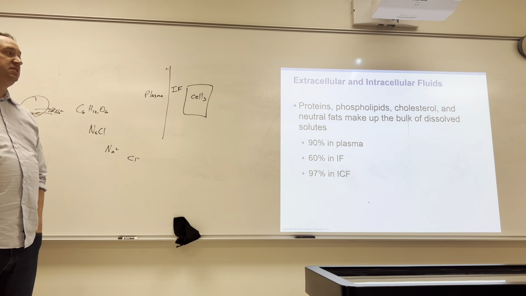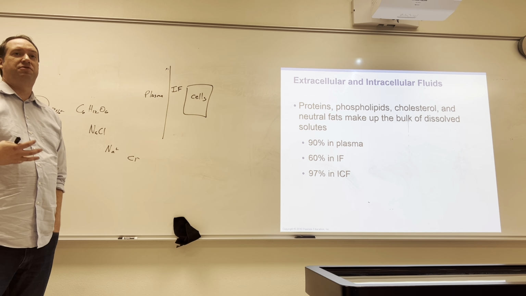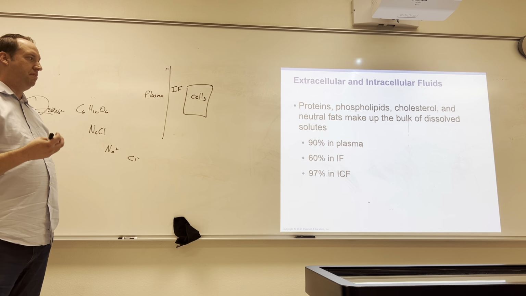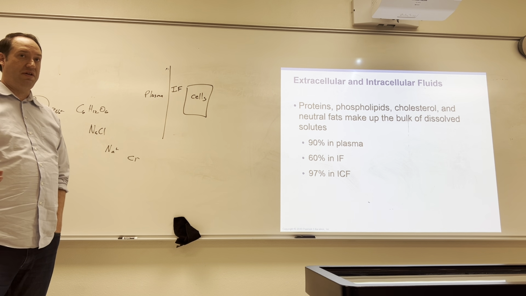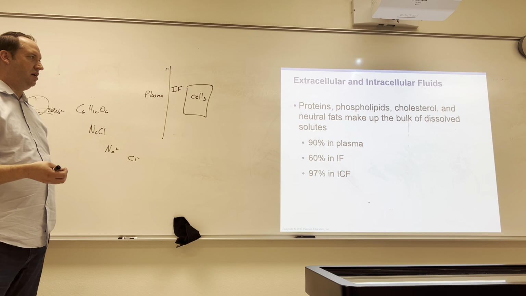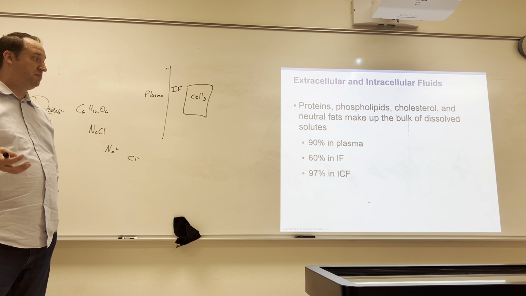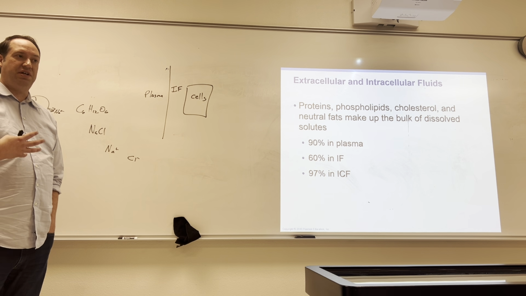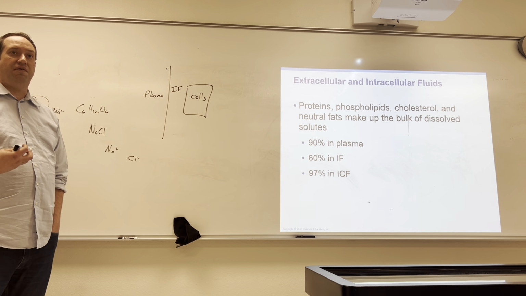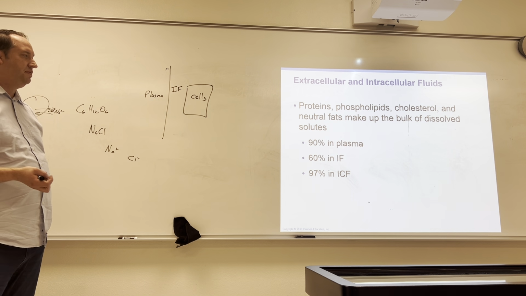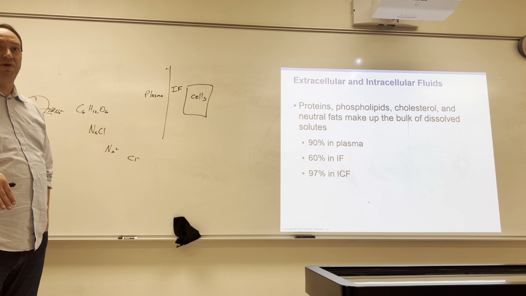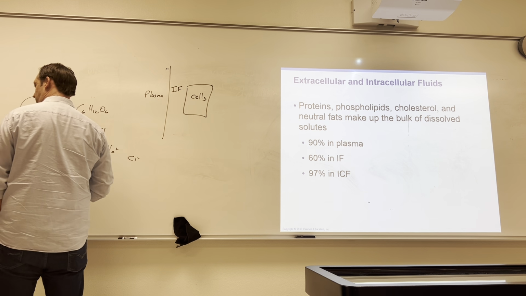In terms of mass, all those organic things make up the bulk of this. Like in the plasma, the interstitial fluid, and the intracellular fluid, all of these things are proteins. There's a lot of dissolved stuff, especially inside the cells. As you can imagine, inside the cells, there's a lot of proteins dissolved there. In the plasma, we've got all those plasma proteins. Even in the interstitial fluid, there are some proteins out there.